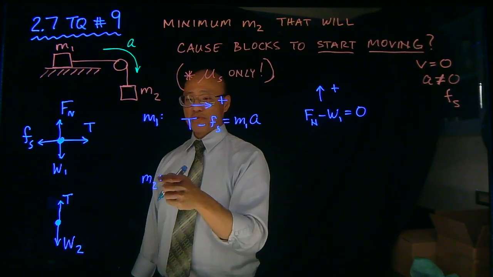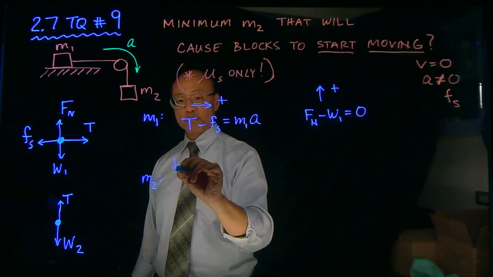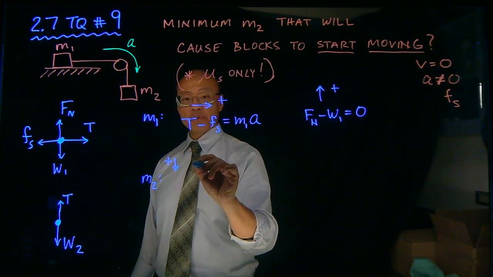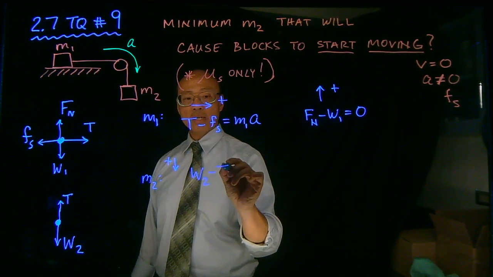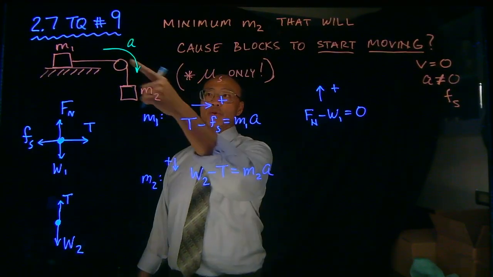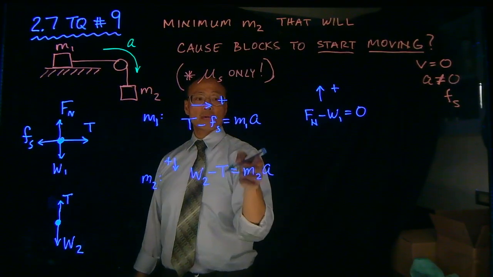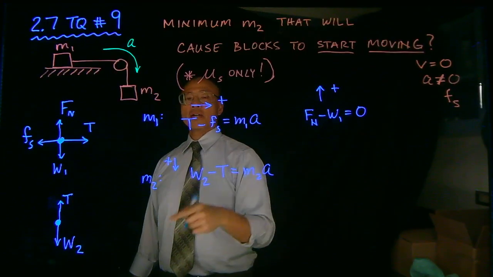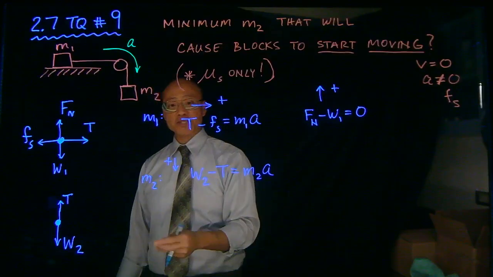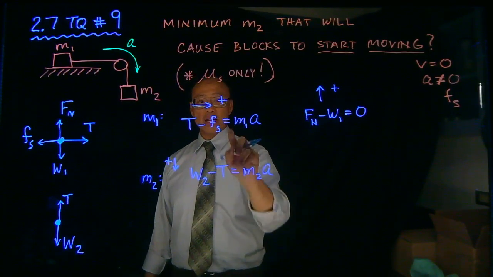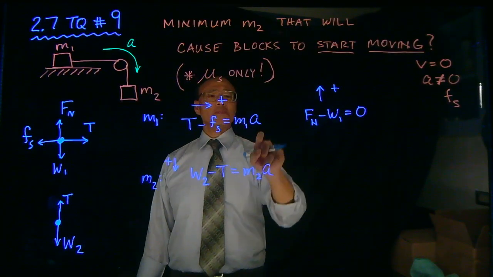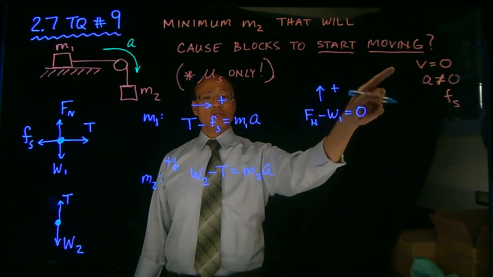So if I look at the forces for M2, I'm going to say this way is positive, the way it's drawn. So I'm going to go W2 minus T has to equal M2 times A. They both will experience the same acceleration, so I'm just going to use the same acceleration value there. And the positive accelerations correspond to the exact same actual physical direction, so I'm going to use the same symbol, and I don't have to worry about positives and negatives anymore. Okay? All right. So what's the minimum M2 that will cause the blocks to start moving?